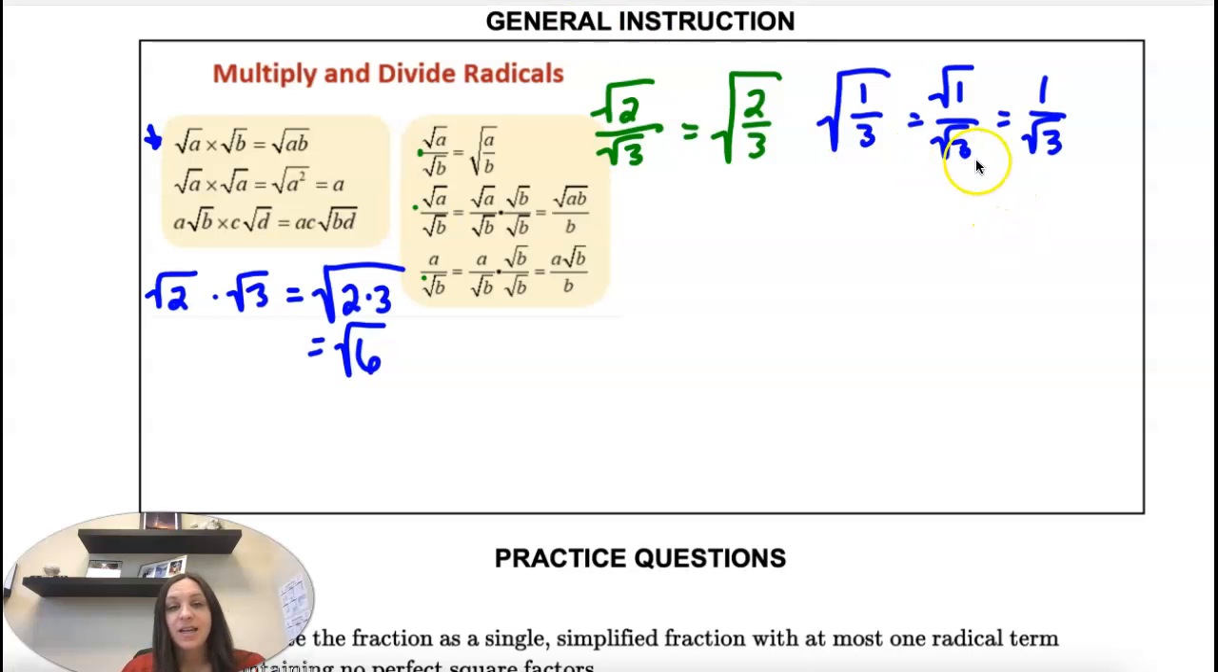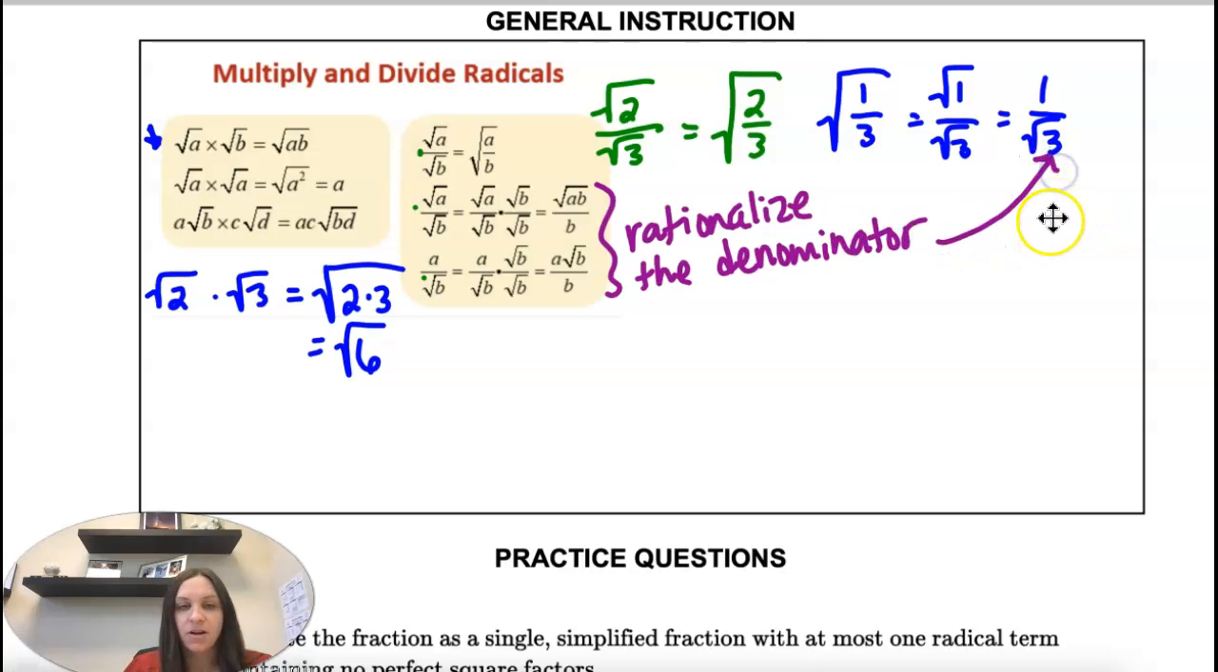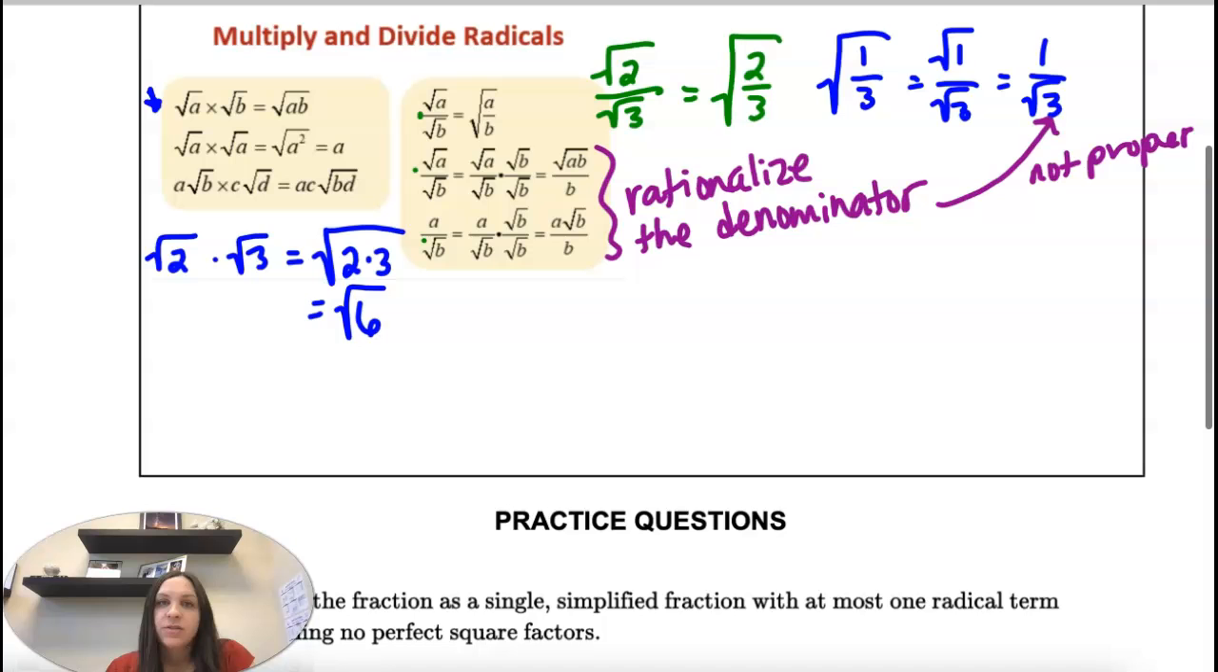But the next step is called rationalizing the denominator. That's what this is. Rationalize the denominator. And we do that when there's a square root left on the denominator. Okay, that's not good math practice. Okay, so this is not proper, and we rationalize. So let's look at an example.